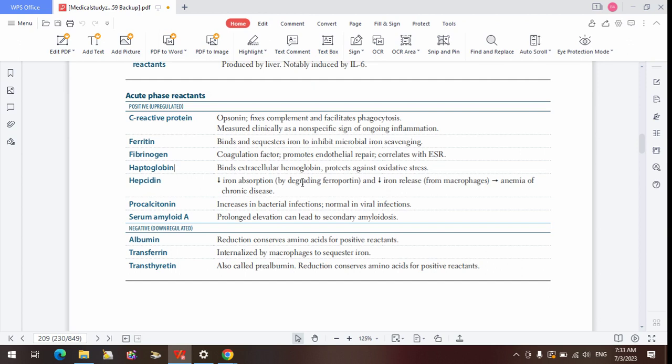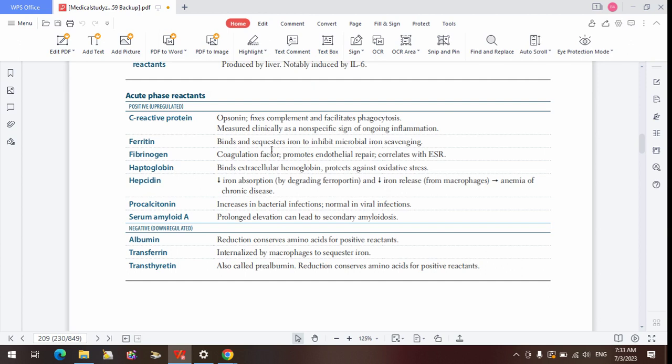The next one is hepcidin. Hepcidin is also upregulated. What is it doing? It will inhibit ferroportin. Ferroportin is a transporter in the intestinal epithelial cells. Hepcidin will degrade that ferroportin, and ferroportin is the transporter that allows uptake of iron from the intestine into the blood. So that's what hepcidin does.